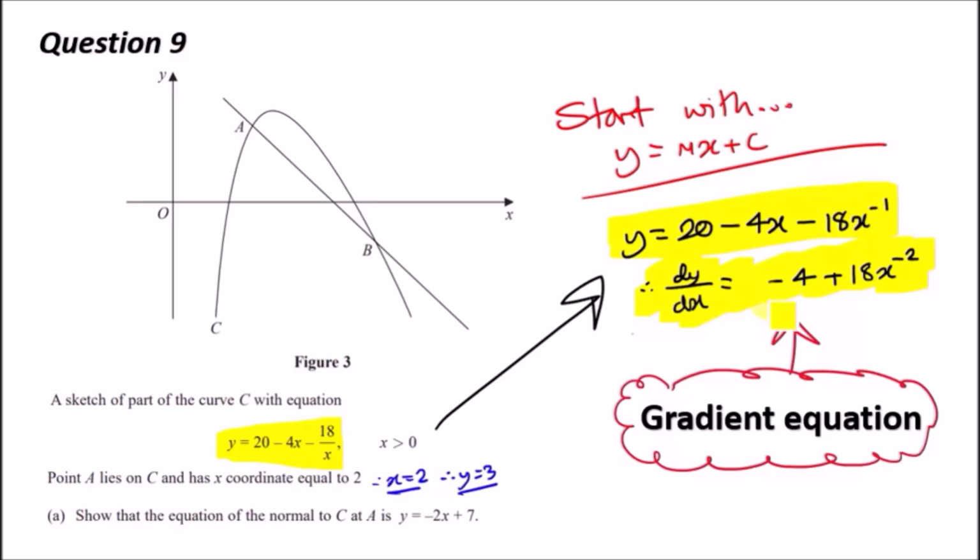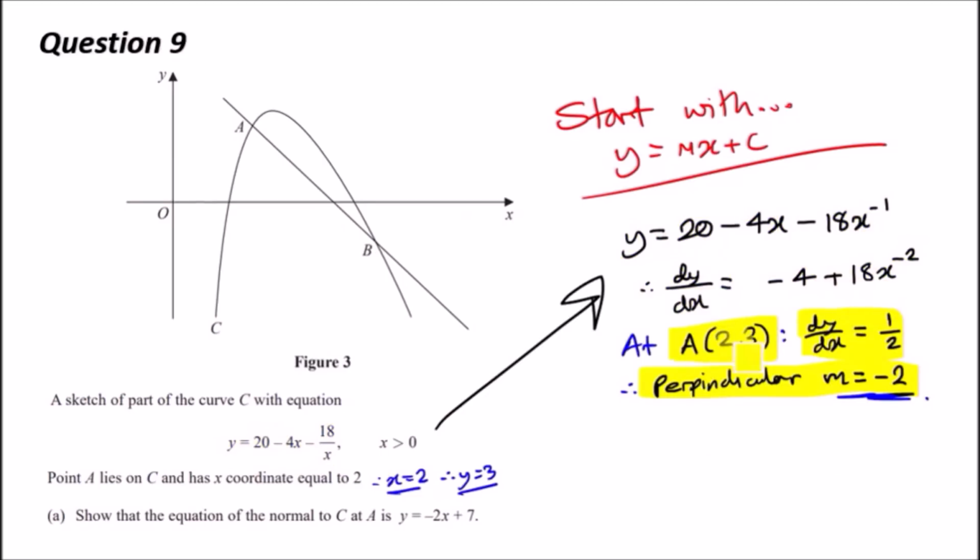Now, when you want to find the gradient at a specific point like A, and it tells you that you have an x coordinate of 2, plug in the x value 2, and then you have the gradient at point A. Plugging in x equals 2, you get a half. So this would actually be the gradient of the tangent. But because we want the normal, you need to do the negative reciprocal. So flip 1 over 2 to 2 over 1 and put a minus sign. So it becomes minus 2.